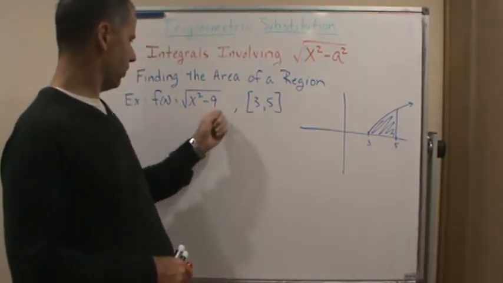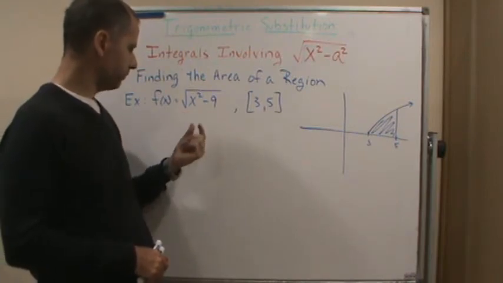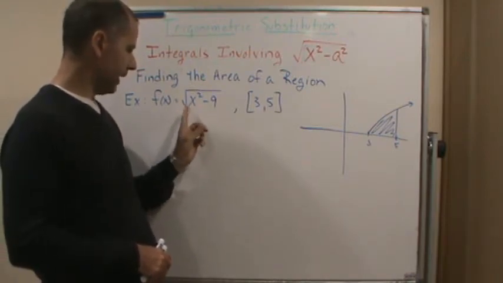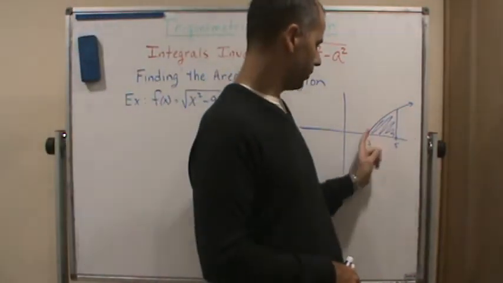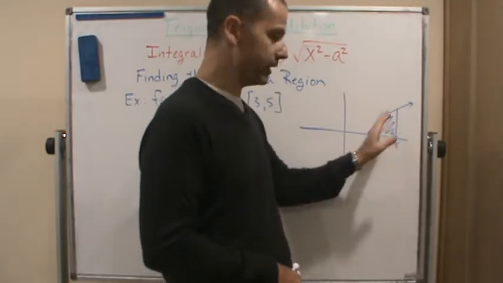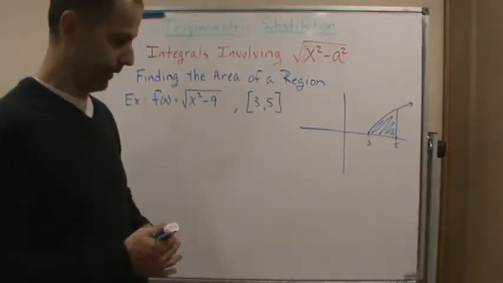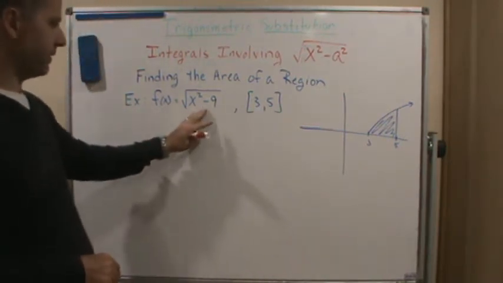So this is a square root function, and it's x squared minus 9. So it looks something like this, right? It curves this way, and it's going from 3 to 5, and here's the region, okay? So we just want to find that area. Pretty straightforward, but we've got this to contend with.